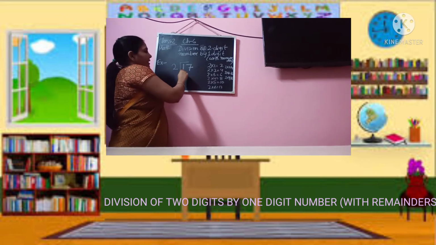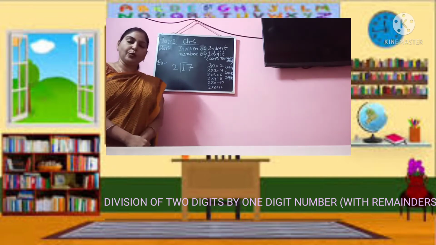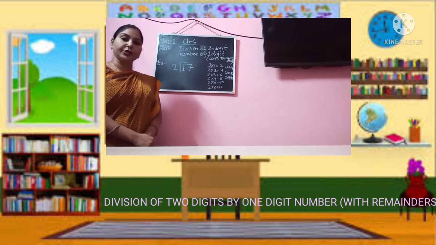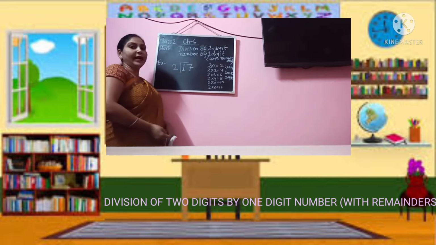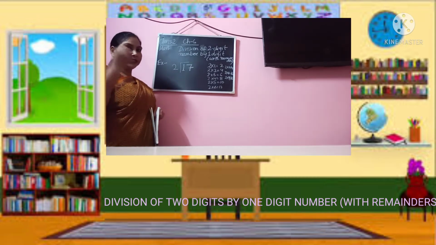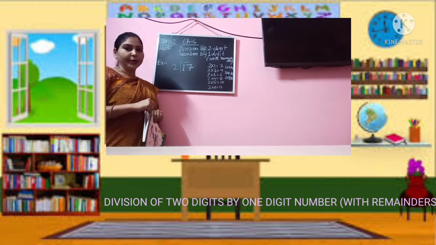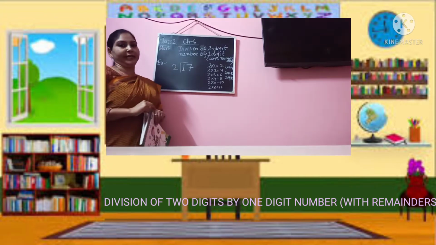How can we do this division? First, our divisor is 2. Dividend is 17. And we have to find the quotient and remainder. For that, what we have to do? We have to recite the table of 2 till we get 17. Are we going to get 17 in 2's table? No, we will not get. And so, we have to think of a number which will be close to 17.